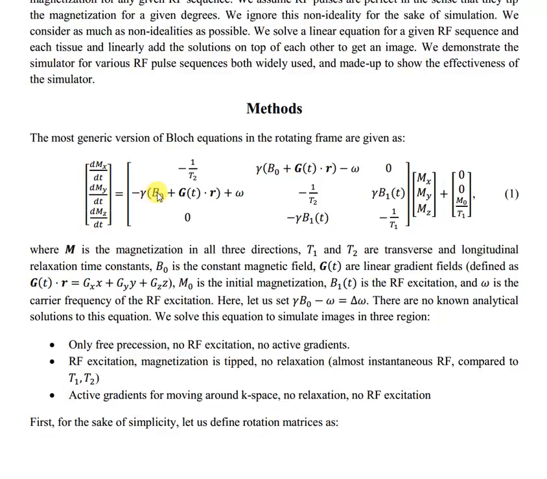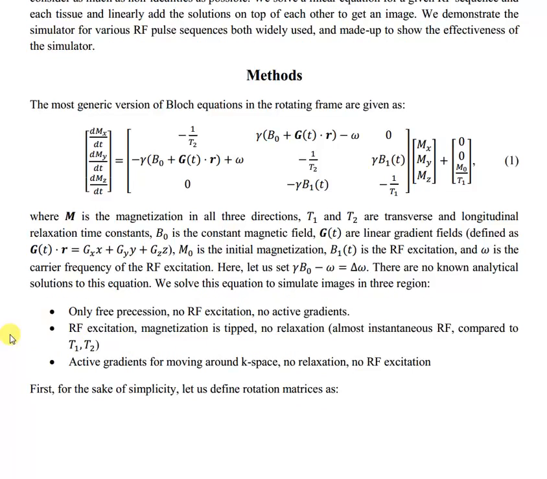Here, B0 is the constant magnetic field, GT is the gradients, and B1 is the RF field. In this study, I've considered only three parts for the simulation. The free precession, where there is no RF excitation and no active gradients. The RF excitation, which is used to tip the magnetization, where there is no relaxation caused by T1 and T2. And the active gradients, only for moving around the K-space.